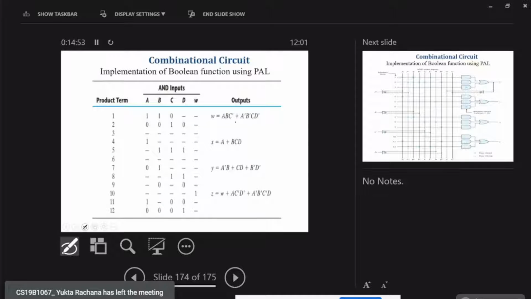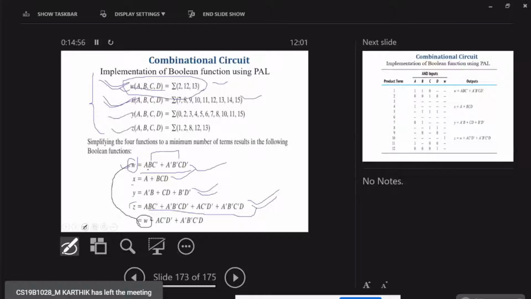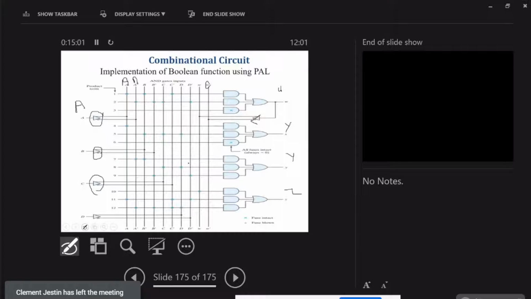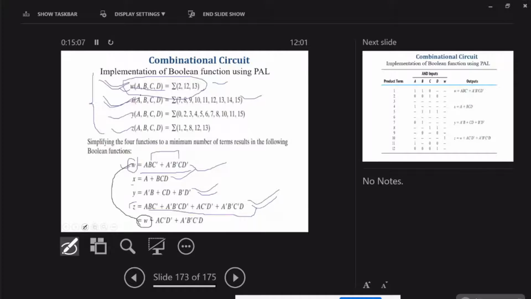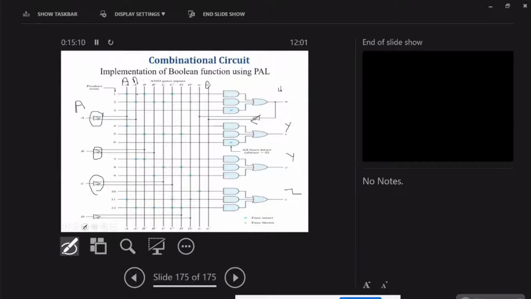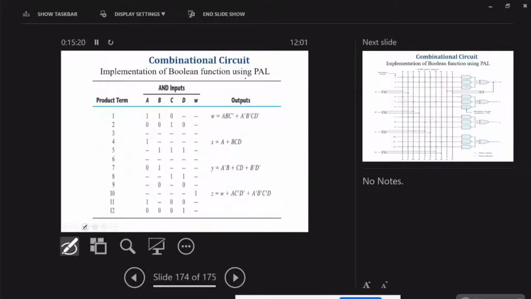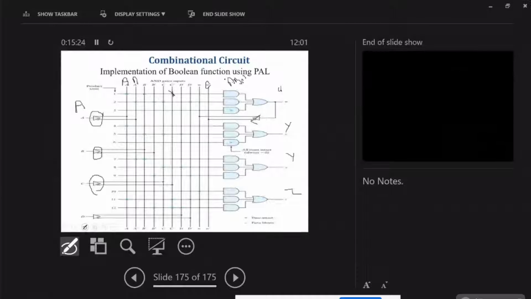So for the programming purpose, W will be A B C dash plus A dash B dash C D dash. Okay, so this is A B C dash, it generates A B C dash. Next is A dash B dash C D dash. This is A dash B dash C D dash. Okay, so this will generate the W term.